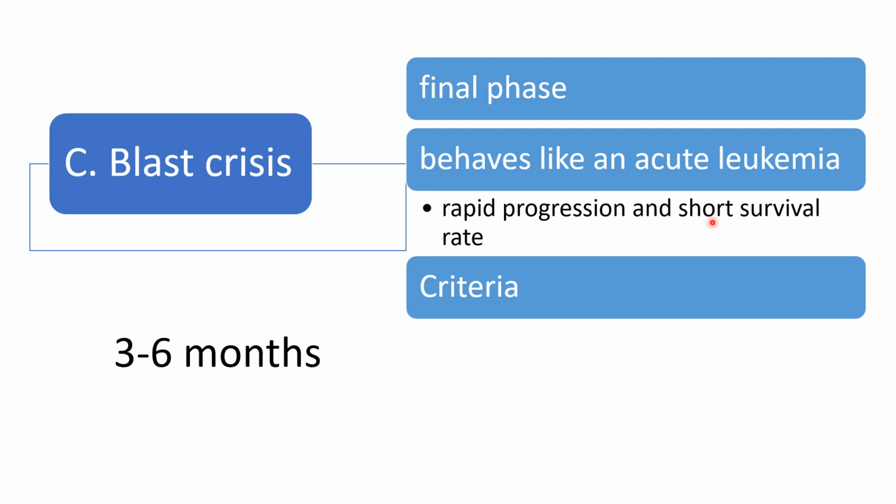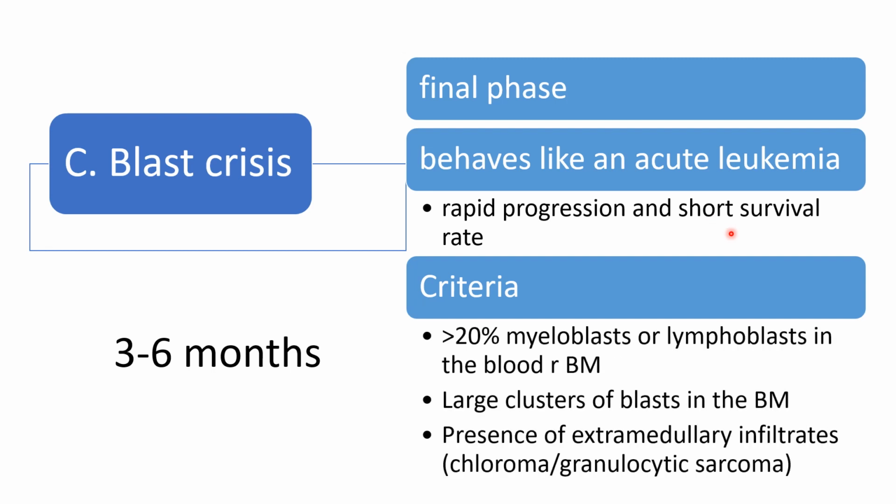The blast crisis involves the peripheral blood, bone marrow, and extramedullary tissues. Based on acute leukemia definitions, blasts constitute more than 20% of the total bone marrow cellularity and peripheral blood. Extramedullary growth may be seen or may occur as lymphocytic or myelogenous cell proliferations. The latter are often referred to as granulocytic sarcoma or chloroma.